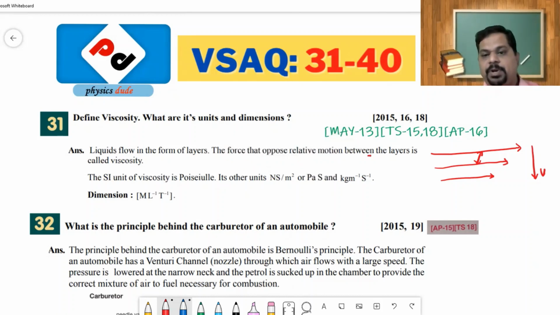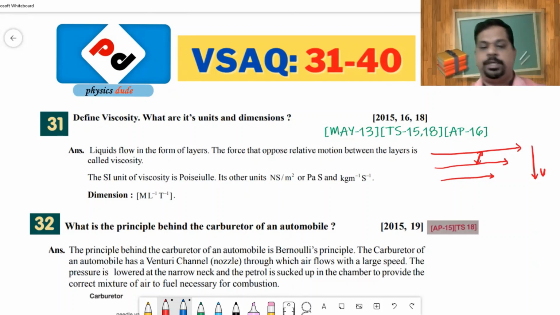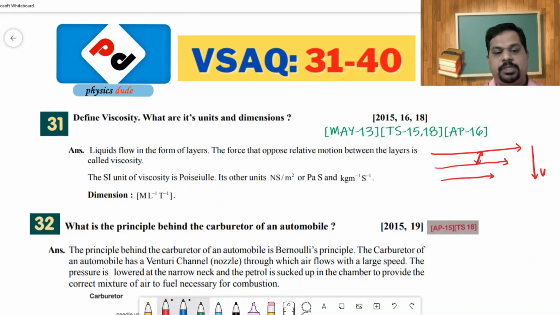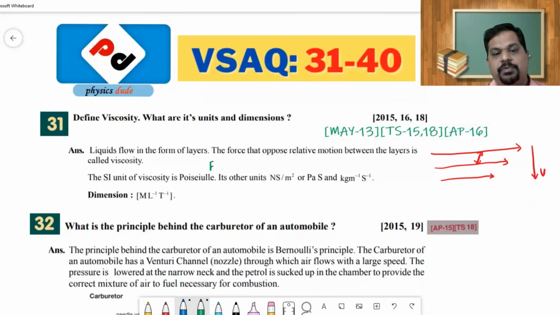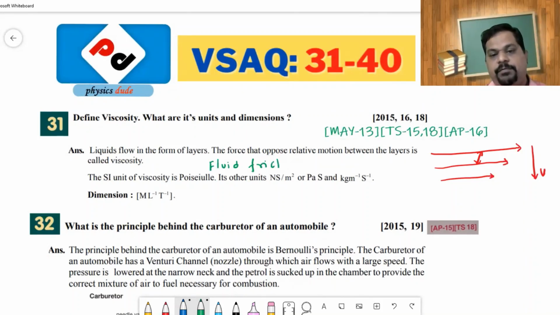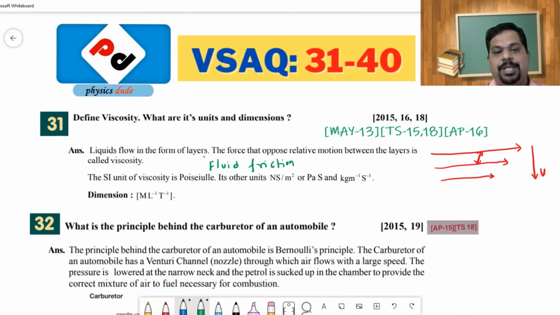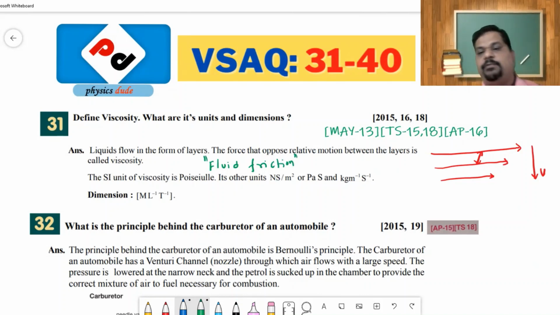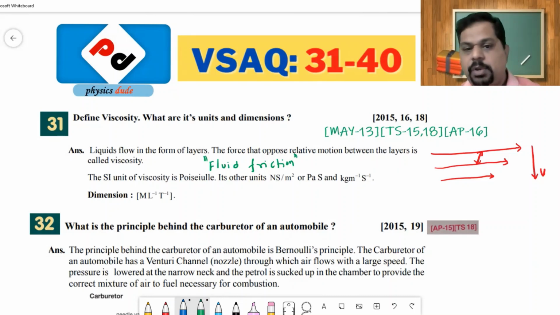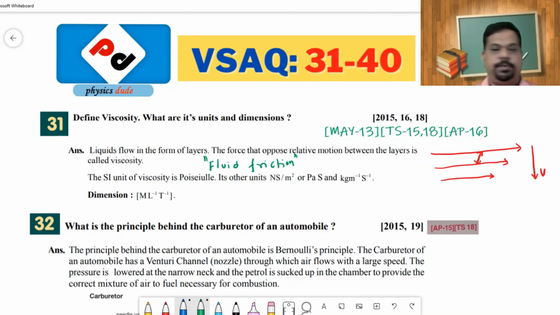Just like friction, which opposes the relative motion between two bodies, this viscous force is also known as fluid friction. So what is the other name for viscous force? Fluid friction. Just like how friction opposes relative motion, the same way viscous force also opposes relative motion.